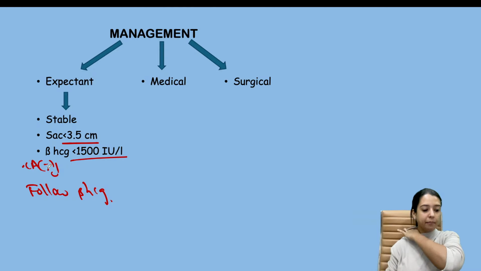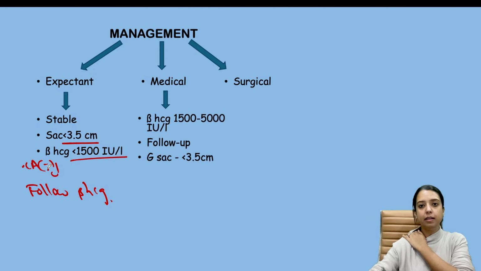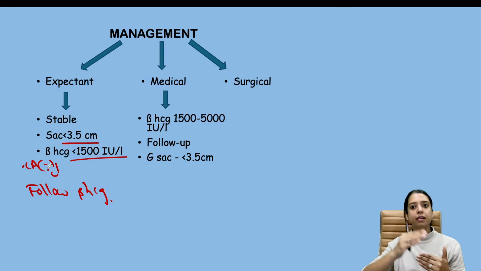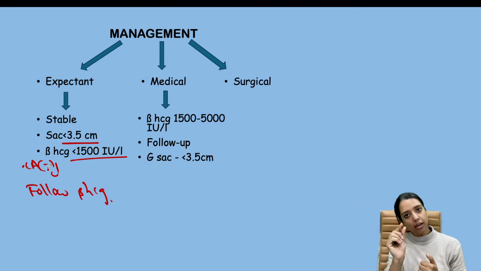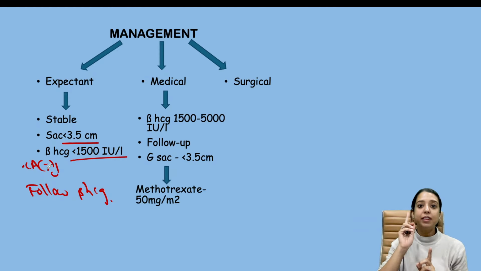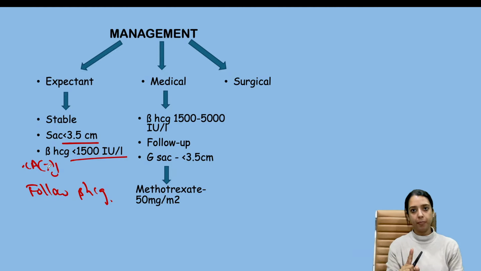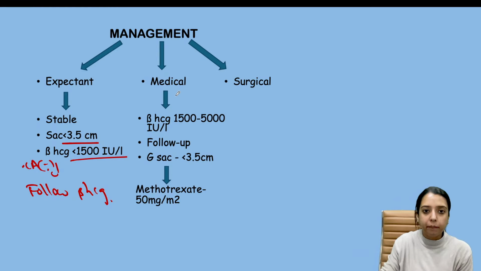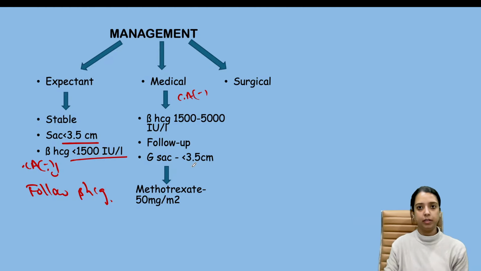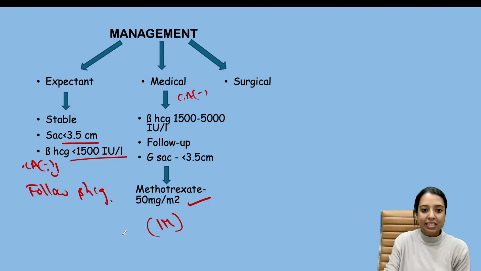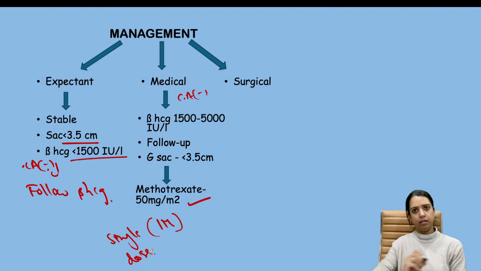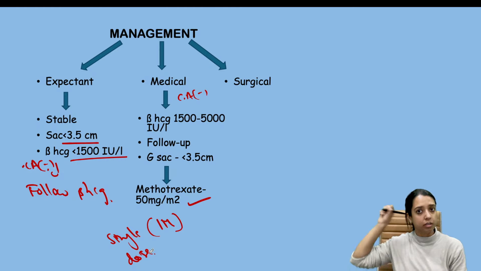Cardiac activity should be absent. मेडिकल में beta HCG थोड़ा ज़्यादा है, 1500 to 5000. Sac is small, less than 3.5, cardiac activity absent. Remember, if cardiac activity is there, this sac will grow. It will definitely grow, it will rupture. So cardiac activity should be absent. What do you give in medical management? Single dose of methotrexate IM. Single dose. Multi-dose is given also, but in very few cases. In 90% cases single dose is sufficient.